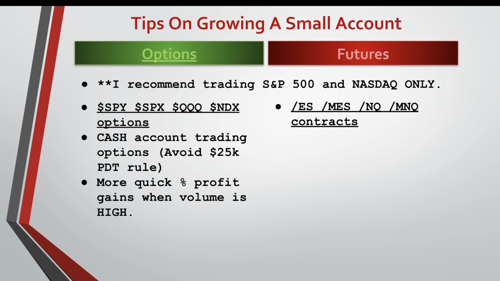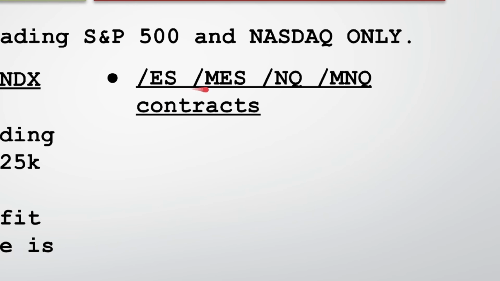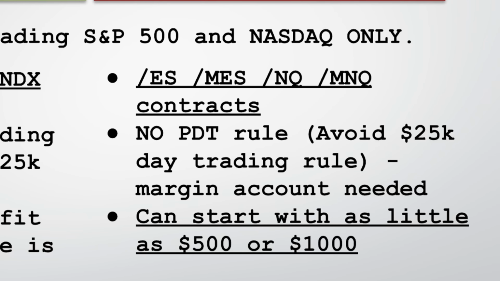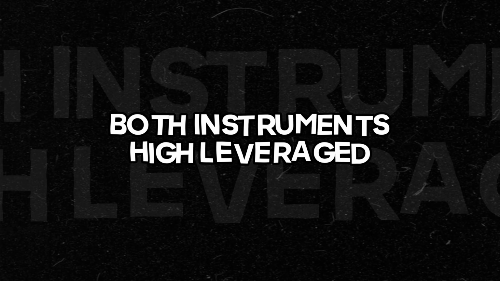However, to one up this, we can also trade futures, which in my opinion is the favorable instrument to trade, and I'll explain that. So we can trade ES, MES, NASDAQ, NQ, or micro NASDAQ contracts. These are all futures. And with futures, there is no PDT rule. So if you have under 25K in your account, you don't have to worry about the day trading rule. However, with futures, a margin account is needed, and you have to understand the risks to margin. With margin, it offers us to trade a highly leveraged product with as little as 500, 1,000, 1,500, depending on your broker. So both instruments are highly leveraged.